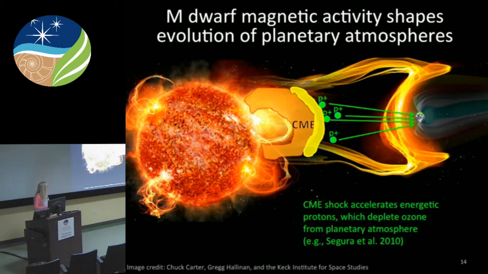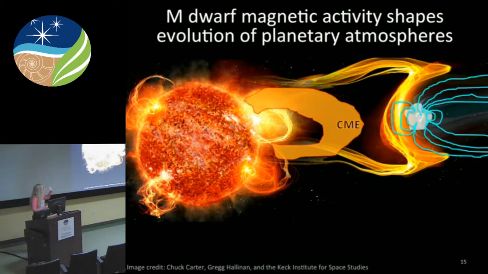And because these accelerated particles are so energetic, they're able to penetrate deeply into the planetary atmosphere, potentially causing significant chemical interactions. For instance, in this paper, they modeled a 10 to the 34 erg flare that was observed on flare star AD Leonis, and they found that the flare would deplete almost all of the ozone from the atmosphere of an Earth-like planet, and it would take about 2 years to recover. Now, this is a flare that we think is occurring once a month on this star.